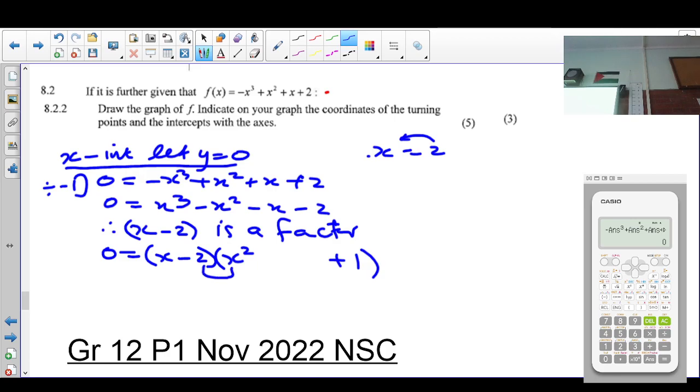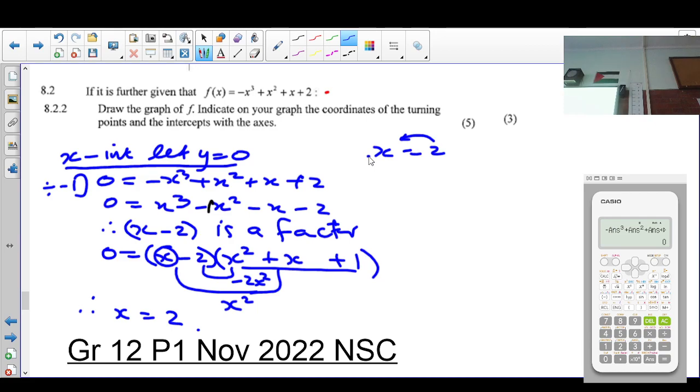So that means it's going to give us negative 2x squared. But here we've got negative 1x squared. So I must add 1 x squared. So x squared divided by x is x. So as you can see, the trinomial does not factor out. So therefore, x is equal to 2 only.